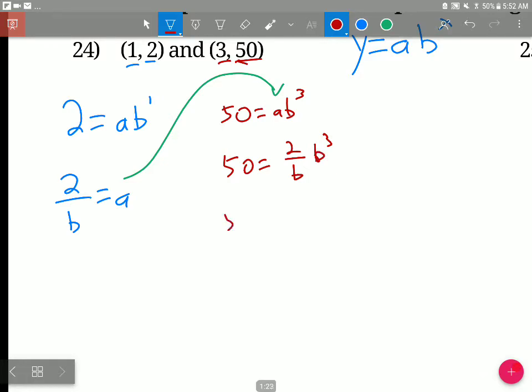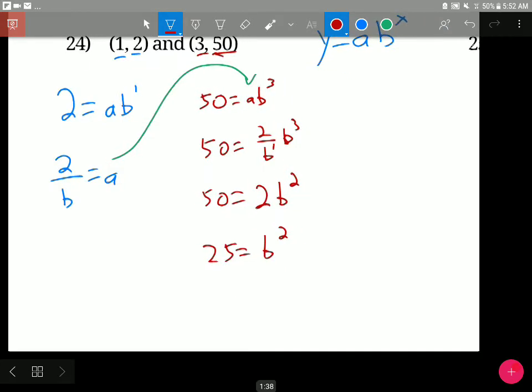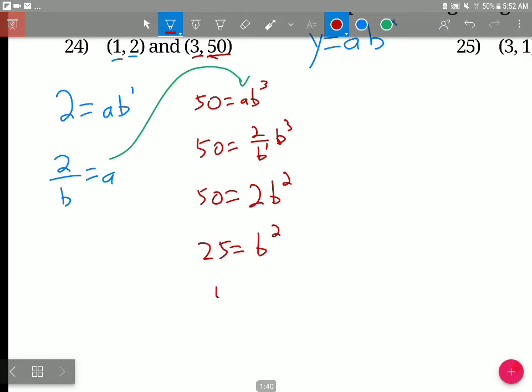All right, so that's 50 equals b to the third divided by b. Remember, subtract your exponents: 3 minus 1 is 2, so that's 2b squared. 50 divided by 2 is 25. 25, the square root of 25 is 5.